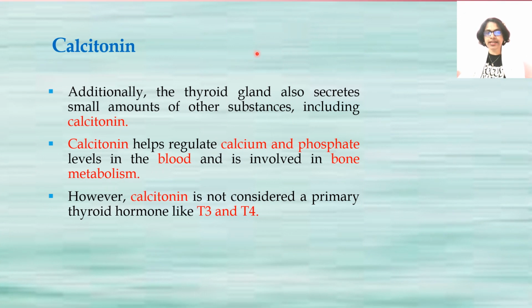Then another hormone is calcitonin. Additionally, the thyroid gland also secretes a small amount of another substance known as calcitonin. How is it helpful? It regulates calcium and phosphate levels in the blood, and it is involved in bone metabolism. However, calcitonin is not considered a primary thyroid hormone like T3 and T4. When we talk about thyroid hormones, mostly we give importance to T3 and T4.